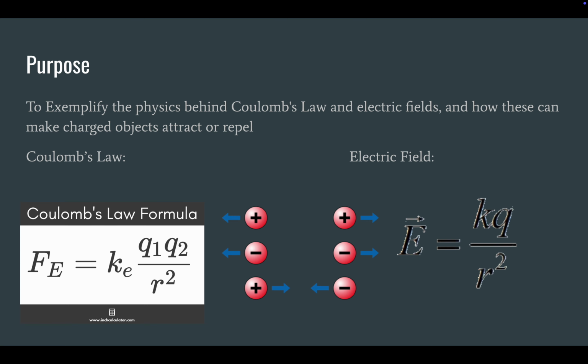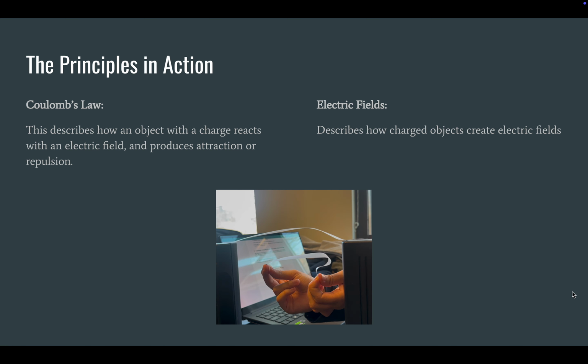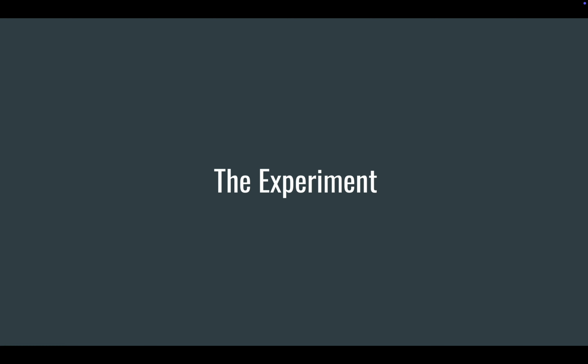Coulomb's law is this on the left and the electric field is this on the right. Coulomb's law describes how an object with a charge reacts with an electric field and produces attraction or repulsion, and the electric fields describe how charged objects create electric fields.